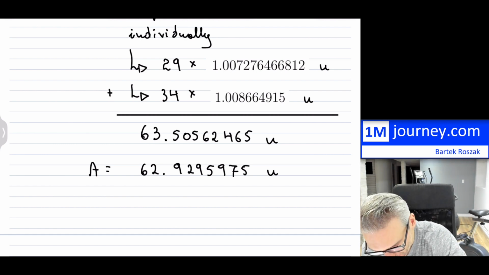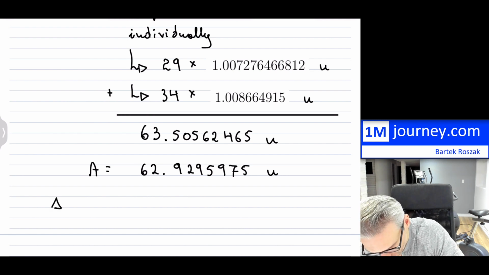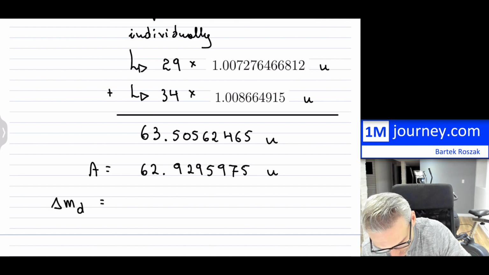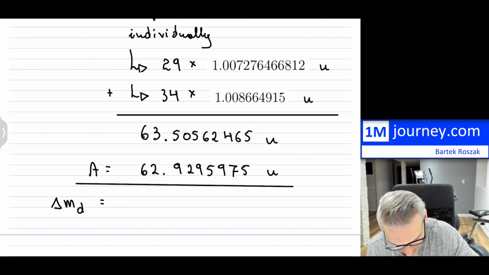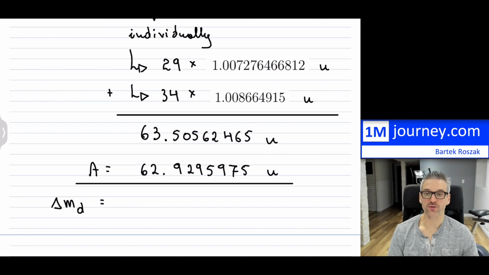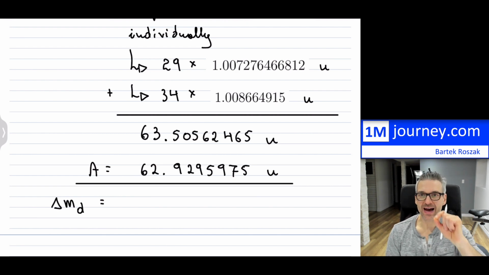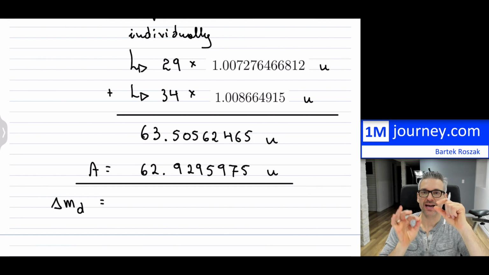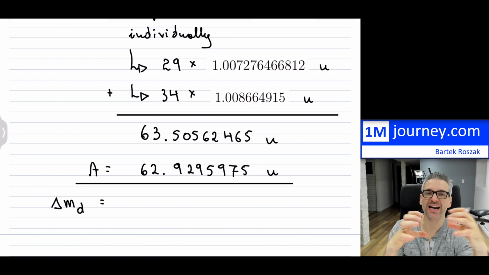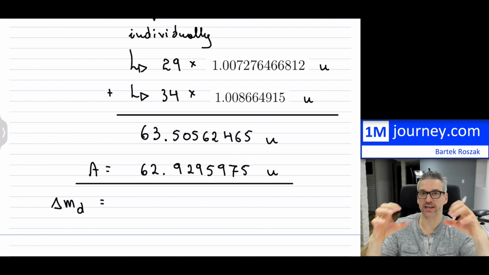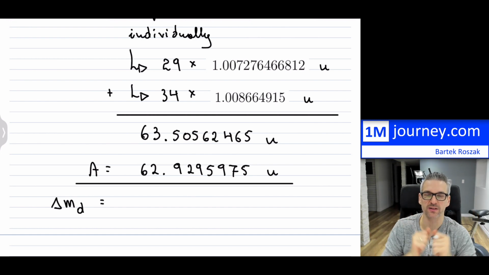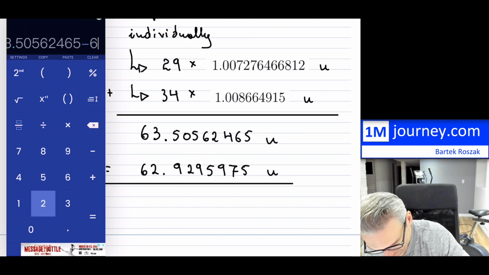Now, the actual mass defect is going to be the difference between the two. So if you take these two and subtract them, you get the mass defect. And that mass defect has now transferred into the binding energy of that nucleus. That nucleus is carrying that energy, and this is the mass and energy equivalence between the two. So let me just do this subtraction and see what that will be.